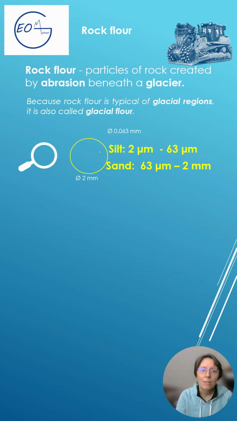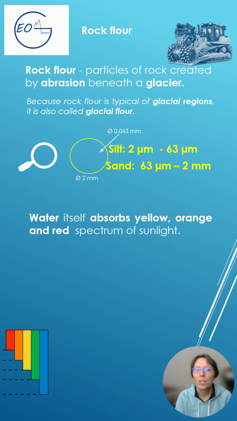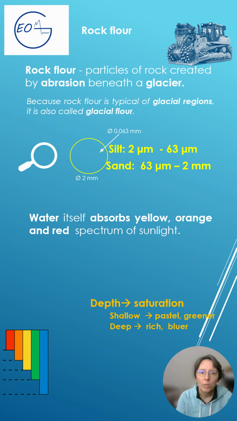Rock flour gets its name from its silt-size grains, from 2 to 63 microns, which is nearly as fine as baking flour. Please compare rock flour size to sand size. Water itself absorbs the yellow, orange, and red spectrum of light, giving the blue-green color. Depth of the water body affects the color saturation. Shallow waters are greener, deeper ones bluer.